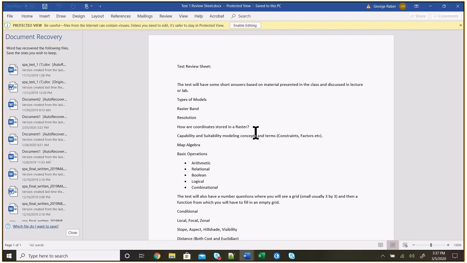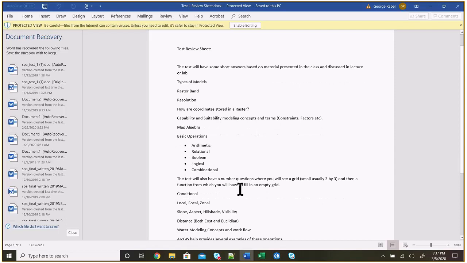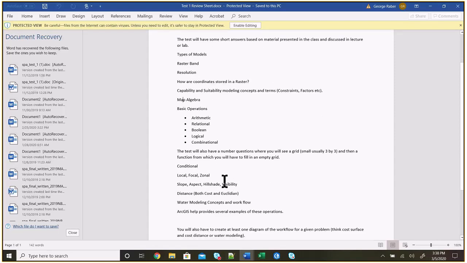So, no slope, no aspect calculations, no hillshade or visibility, but there were all the ones that I've gone over so far. Those are on the test. Okay, so yeah, that's what this is.